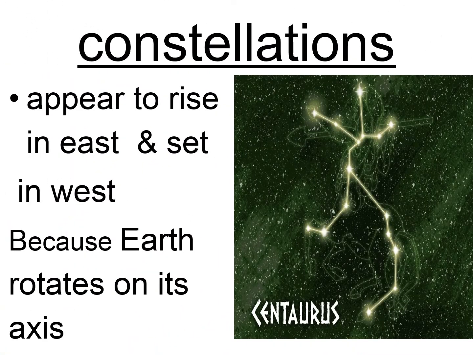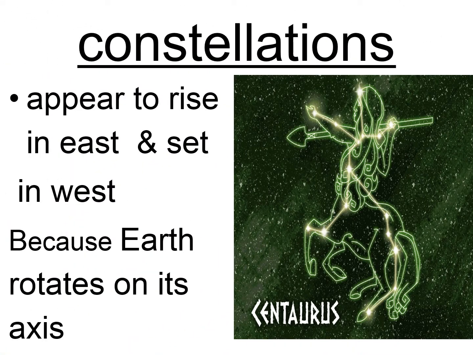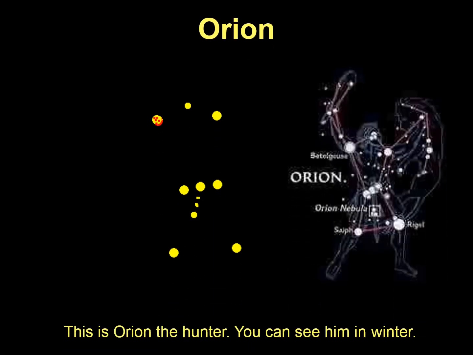Constellations appear to rise in the east and set in the west. That's because Earth rotates on its axis. As you see, this is an example of the constellations, like Orion. Now we will see a video to describe the constellations.